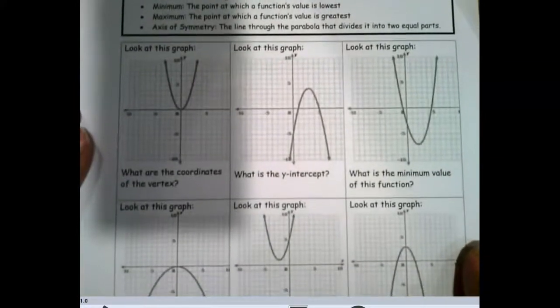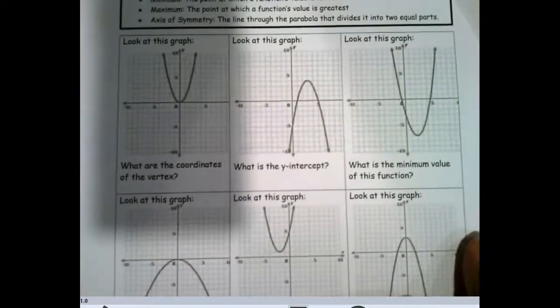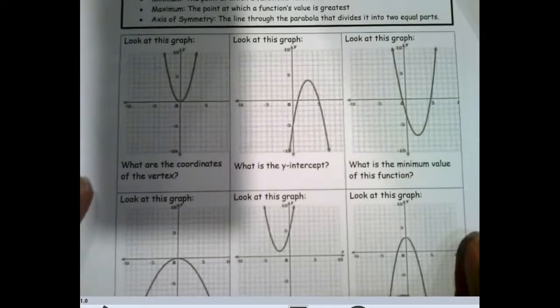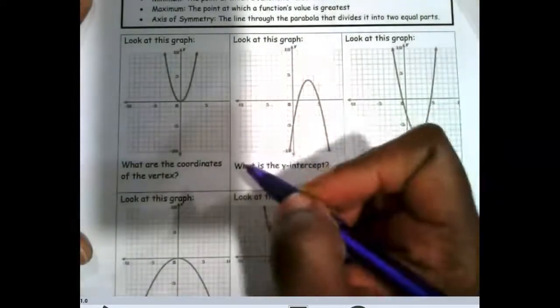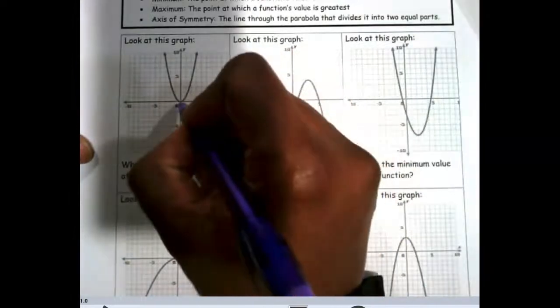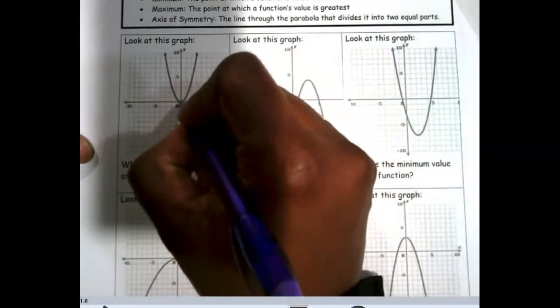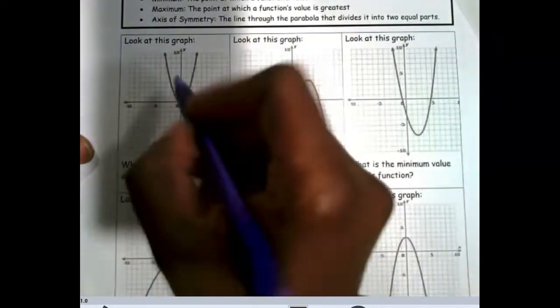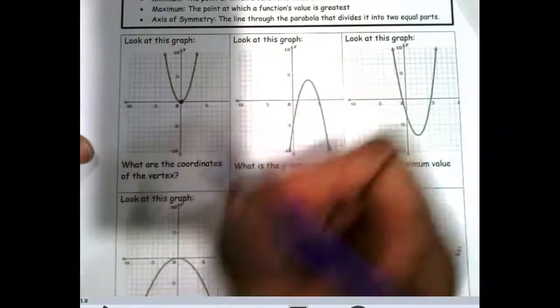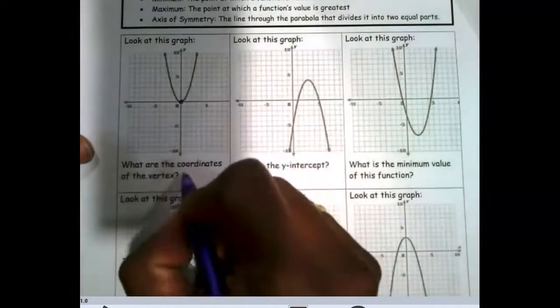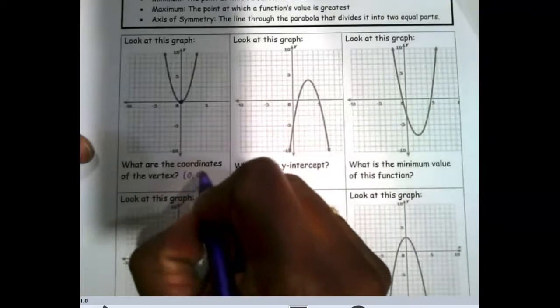So we've got, look at this graph. What are the coordinates of the vertex? So remember, the vertex is the very lowest point, and the way that you know the vertex is that you just basically say the ordered pair. The vertex here would be at 0, 0.